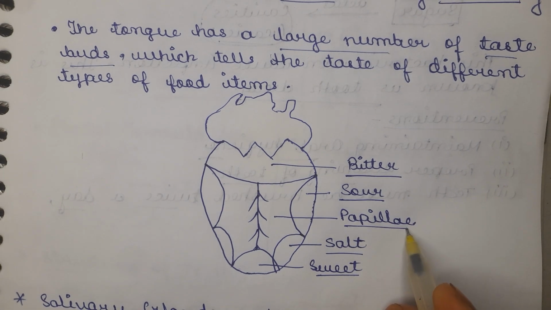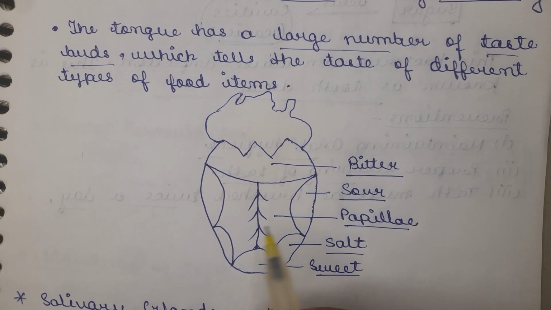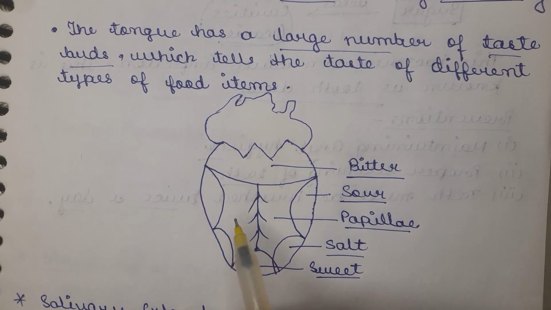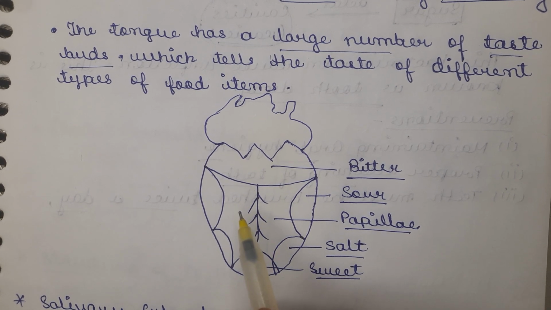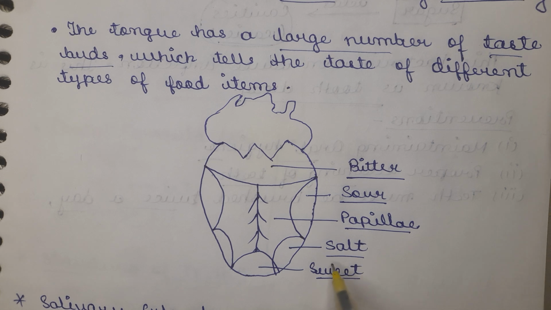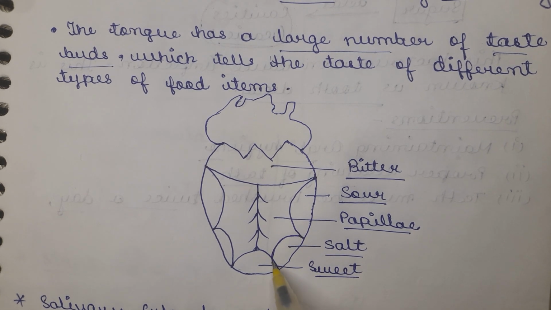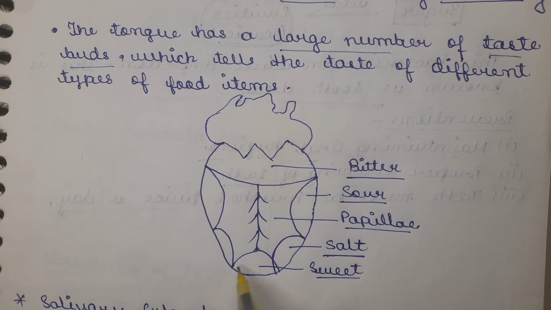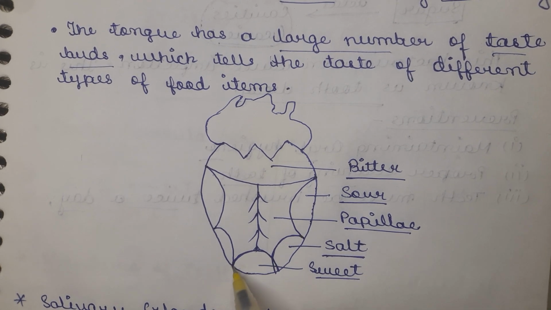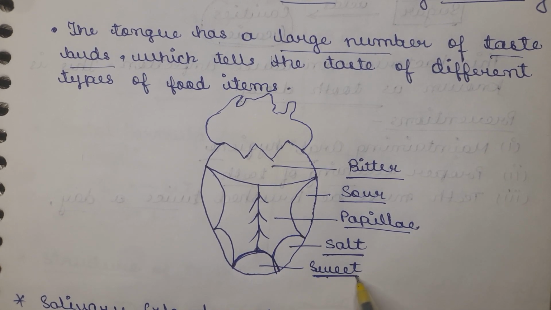This is papillae. Papillae is basically a medium or the base for the food where the swallowing of the food also occurs, or we can say the food slides down here. And this front region is basically for the identification of the salty food, and in the front of this tongue there is a sweet taste bud which indicates the sweetness of any food.